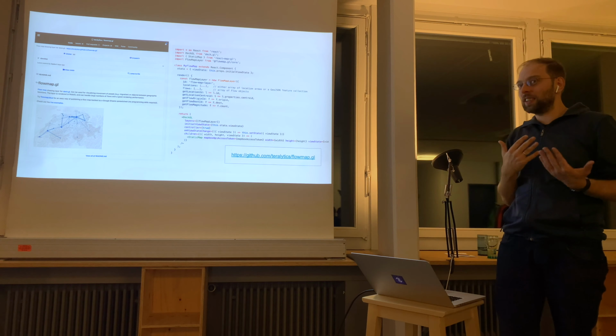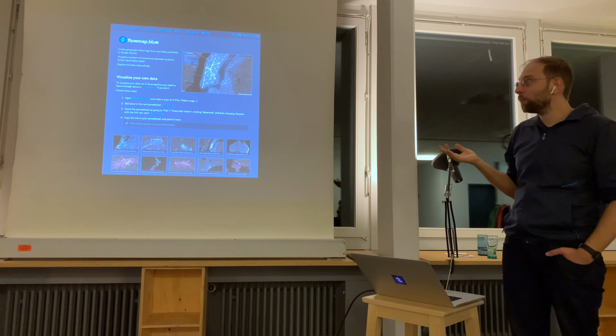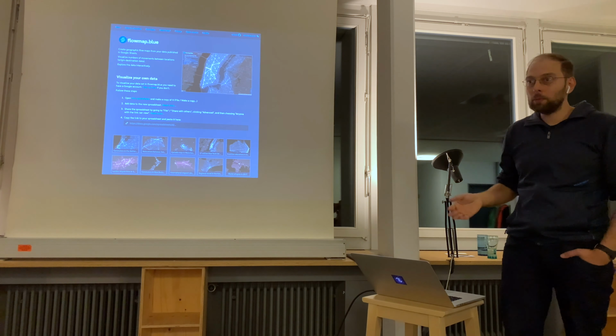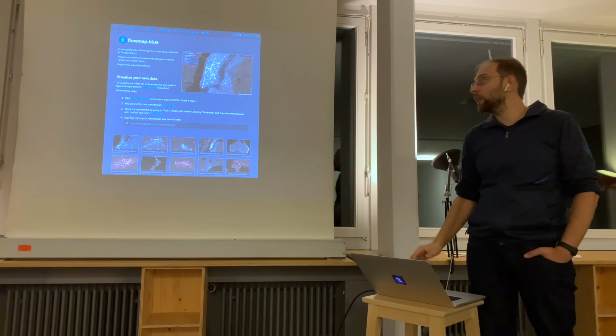That's why I decided to develop a tool which doesn't require programming knowledge, and I did that. It's called FlowMap Blue, and you can easily visualize a flow map if you have OD data with it, and it would look like this. This is an example showing the bicycle sharing data for New York, all 17 million trips in 2018.